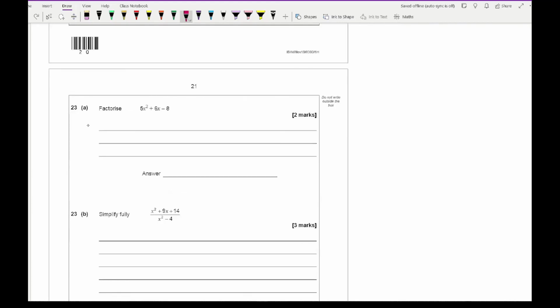Then for question 23a, it's talking about factorising. Now again, this can be done in several ways. You can either do it by inspection, or you can use the magic number way, in which your two answers you should have are 5x minus 4 and x plus 2. Now if you've written it the other way around, that's absolutely fine, because the order of multiplying doesn't make a difference. But again, you just get marks for each of the brackets. So whichever way you do it, as long as you come to that answer, then that's going to be fine.